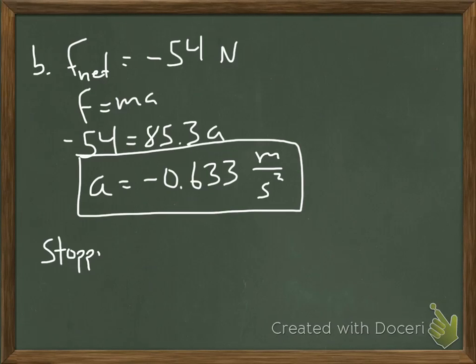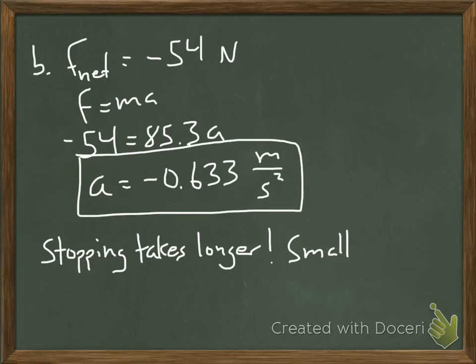And part C is asking which would take a longer time, the starting or the stopping. Well, if you have a larger acceleration, you can achieve your velocity in a smaller amount of time. If you have a small acceleration, it will take you a larger amount of time to reach your velocity. So stopping takes longer because the acceleration is a smaller value.